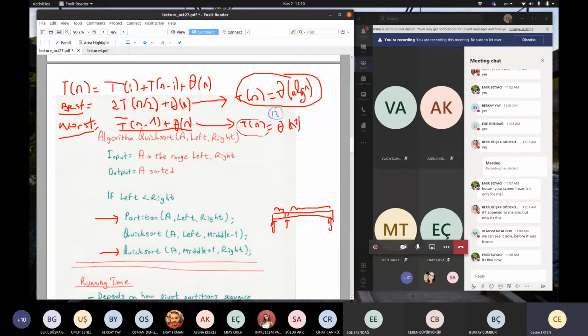And for the worst case, the running time of quicksort is n squared, which, if you remember, is actually the same as the worst case of the insertion sort algorithm.